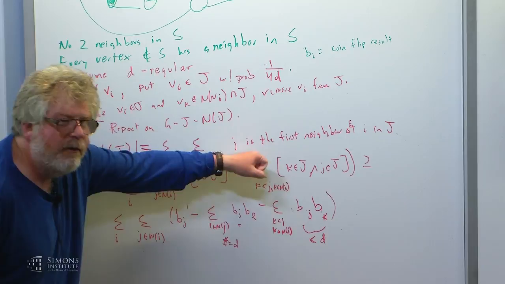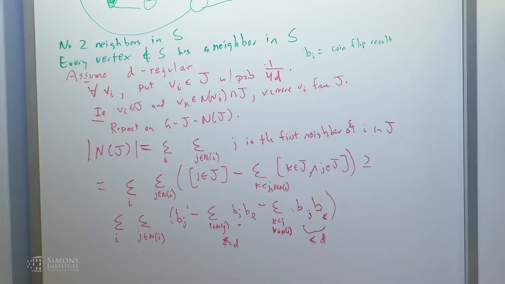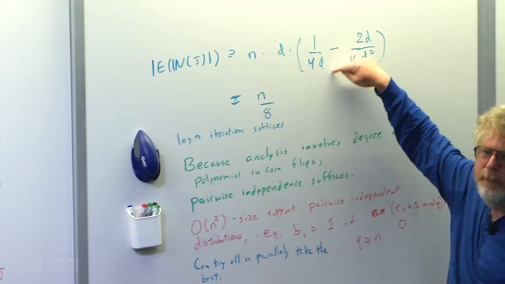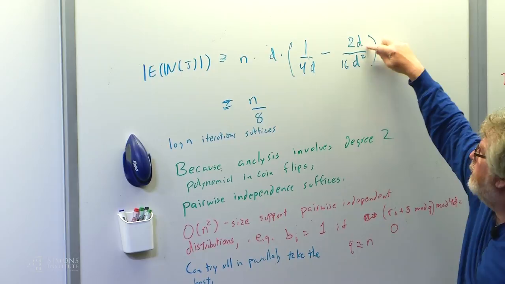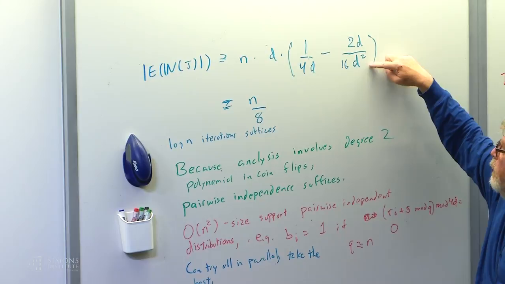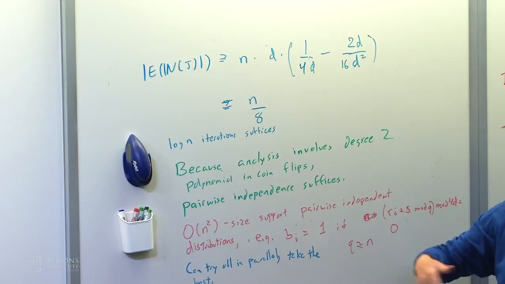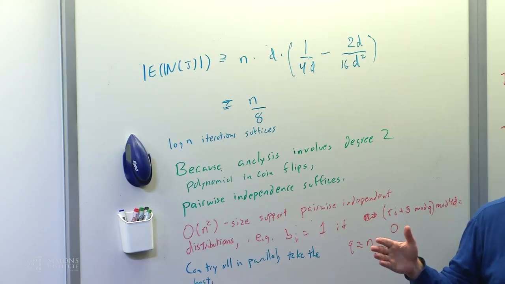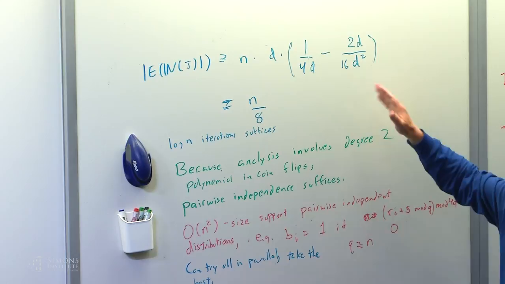So we get that the expected number is at least n times d times 1 in 4d, the probability of putting something in, minus the probability of putting two things in, 2d chances, so 2d over 16d squared. And so we end up with something like n over 8. So we get rid of a constant factor of the graph each iteration, and so we expect to have only log n iterations.